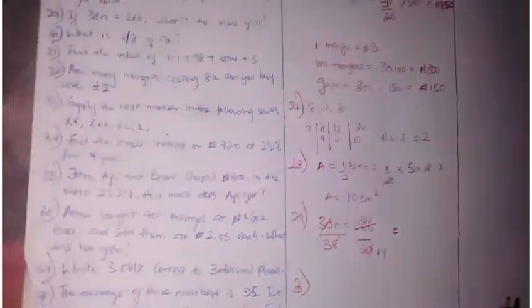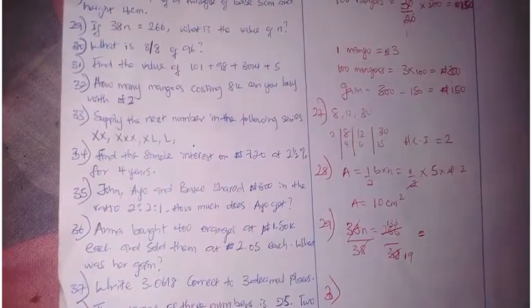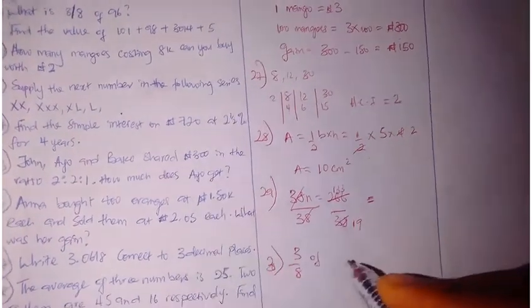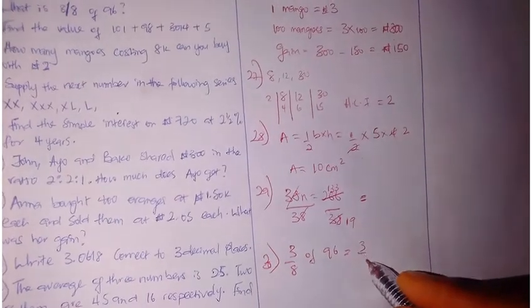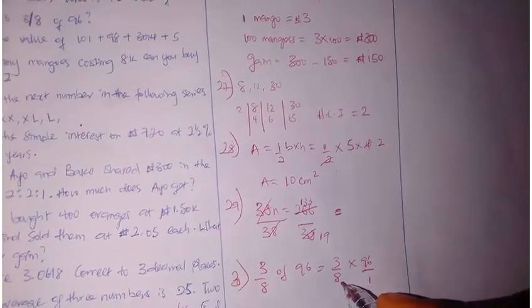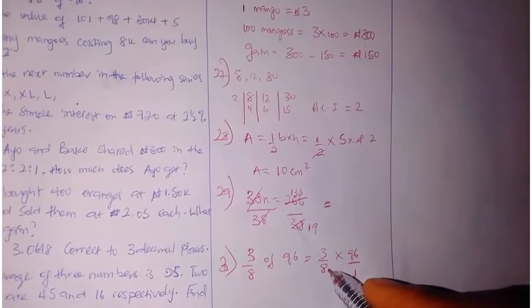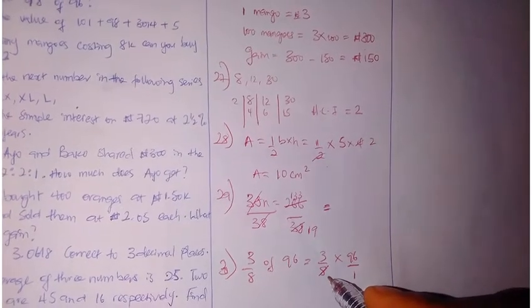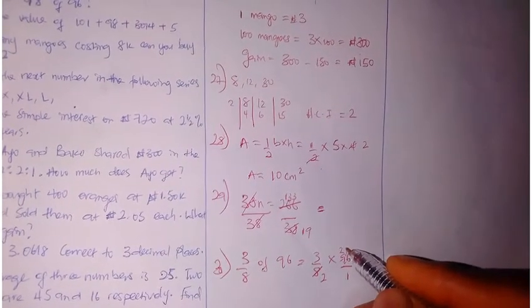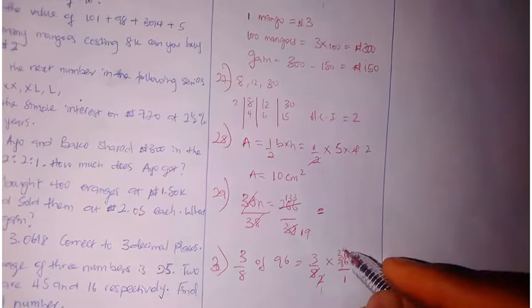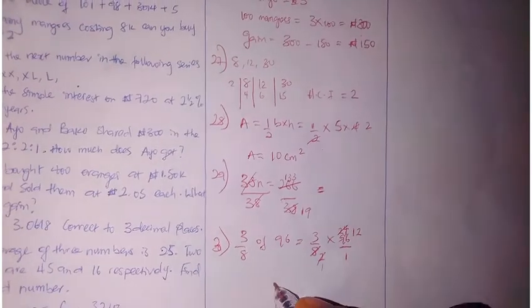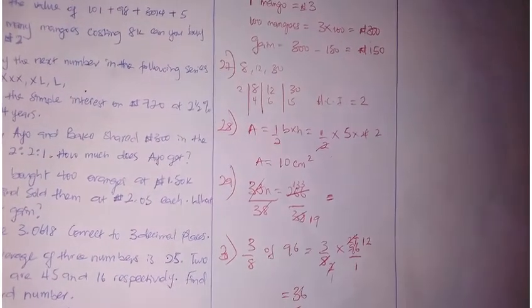Number 30 question says, what is 3 over 8 of 96? Now 3 over 8 of 96 means 3 over 8 times 96, literally over 1. Okay, so I will say that 4 in 8 is 2, 4 in 96, 4 in 16 is 4. 2 here 1, 2 here 12. So 3 over 8 of 96 becomes 3 times 12, which is 36. And this is my answer.